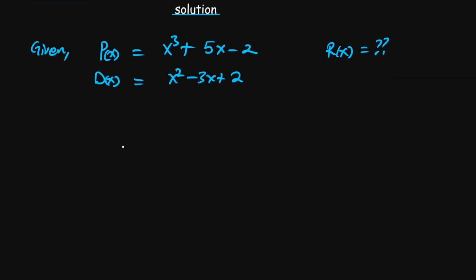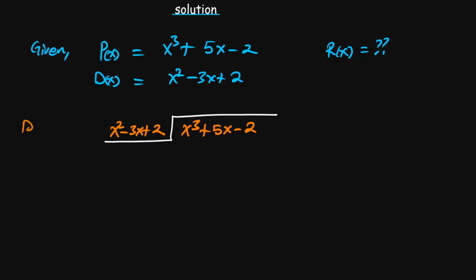To go about this, we will have a division symbol with a divisor x squared minus 3x plus 2 and the polynomial x to power 3 plus 5x minus 2, which is our dividend. But remember, just like long division for integers, this will also follow the same steps. We divide, multiply, subtract, bring down, and then repeat or register a remainder.